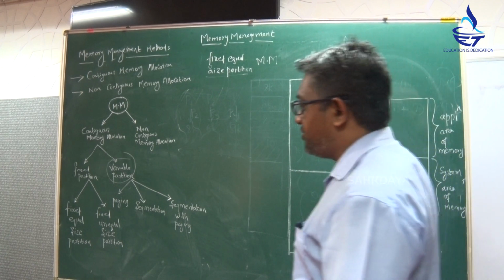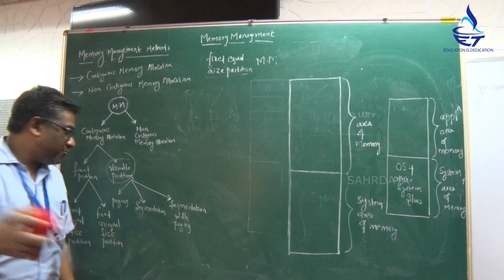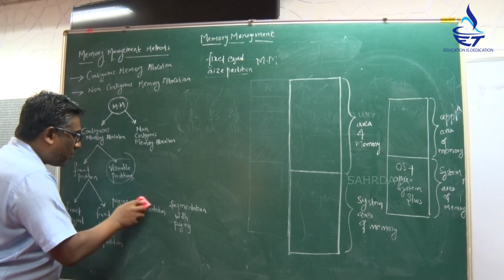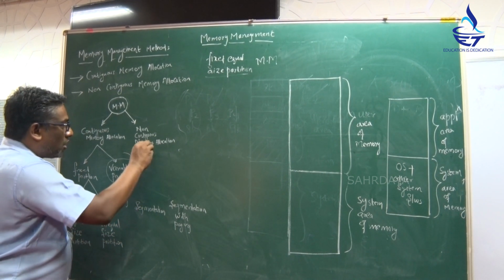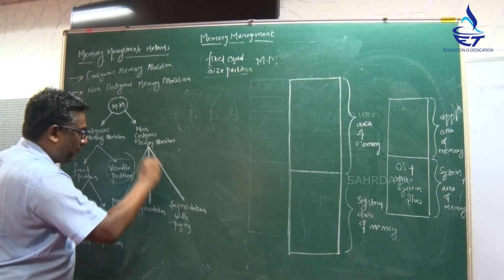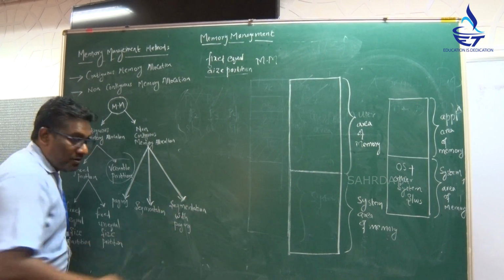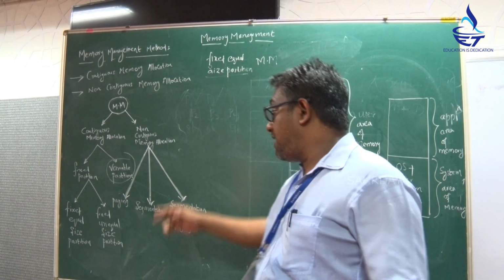In variable partition, sorry, there is one mistake I made. Actually, these three methods are not a part of variable partition. These three methods are a part of the non-contiguous memory allocation. Okay, now we'll discuss variable partition.